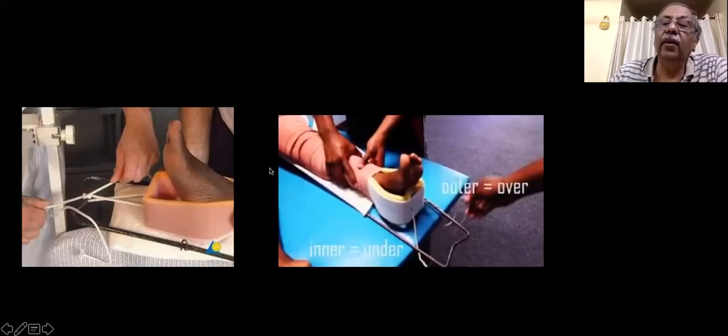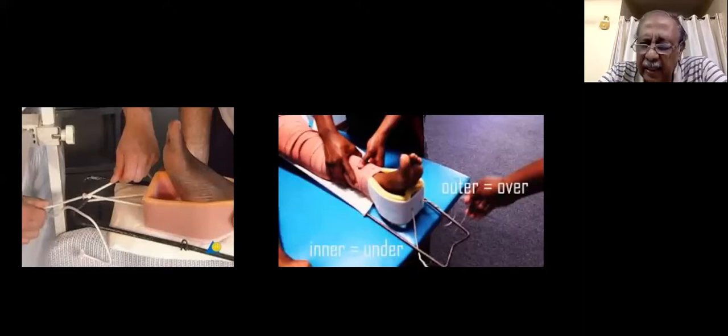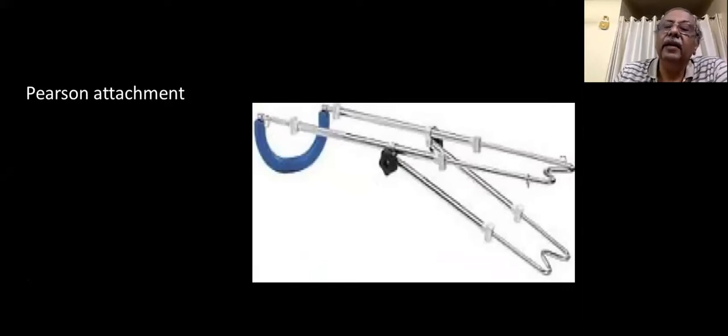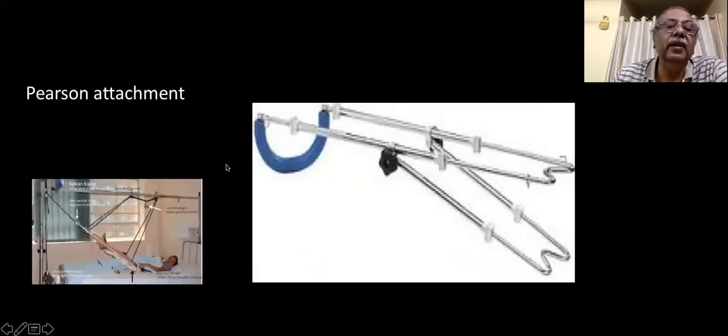When you apply the knots, what is classically said is inner under, and outer over. The idea is just to keep the limb straight without going into excessive external rotation or internal rotation. So how can you mobilize the limb when you use the Thomas splint? This attachment is called the Pearson's attachment, and it is attached to the Thomas splint, and you will be able to mobilize the knee by using it.